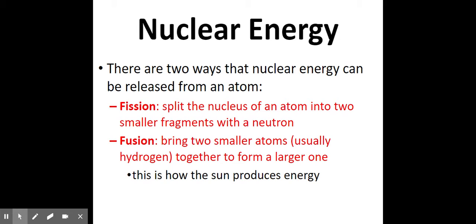So earlier we talked about nuclear decay, nuclear fission, and nuclear fusion. We've covered all three types of decay. Now we're going to talk about energy. There are two ways that nuclear energy can be released from an atom. The first is fission, which is when the nucleus of an atom is split into two smaller fragments with a neutron, and fusion, which is when two smaller atoms, usually hydrogen, are brought together to form a larger atom. This process is how the sun produces energy, which we receive as heat.